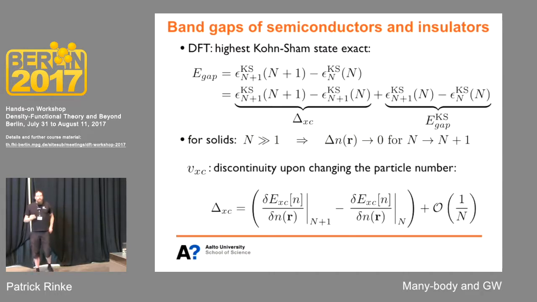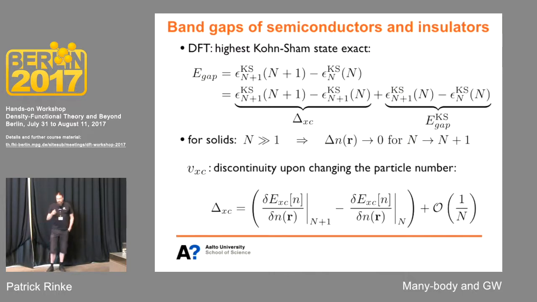So let's analyze this term very briefly, and then I conclude. As we add an electron to a solid, the density won't change very much, right? We have 10 to the 23 electrons. We add one more. Not much is going to change. That means the Hartree energy is not going to change much, and the external potential is not going to change. So the only thing that can make a difference is the exchange correlation potential, and it turns out that this will change discontinuously as you add this one electron. As you add an infinitesimal amount of charge to the system, you get a jump, right?